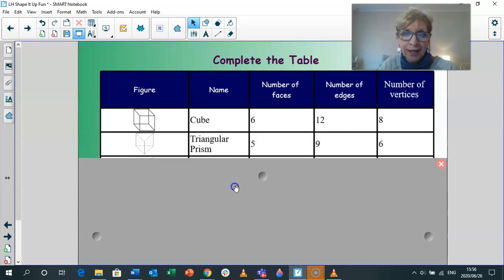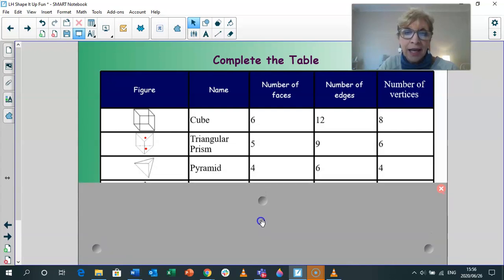There you have a triangular prism because the 2 bases over here are triangular. All right, so you have a triangular prism that has got 5 faces, 9 edges, and 6 vertices or corners and points. There you have a pyramid because it's got triangular sides, all right, whereas a prism has got rectangular sides but different shaped bases. This pyramid has got 4 faces, 6 edges, and 4 vertices.